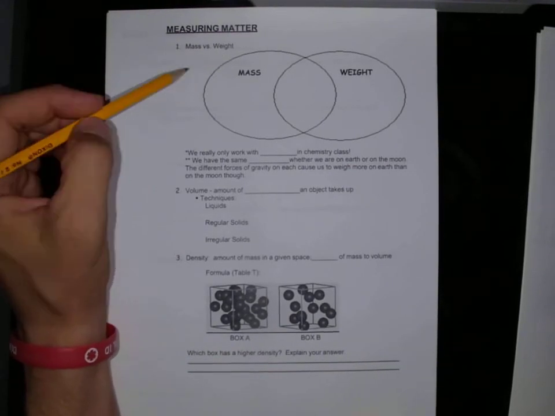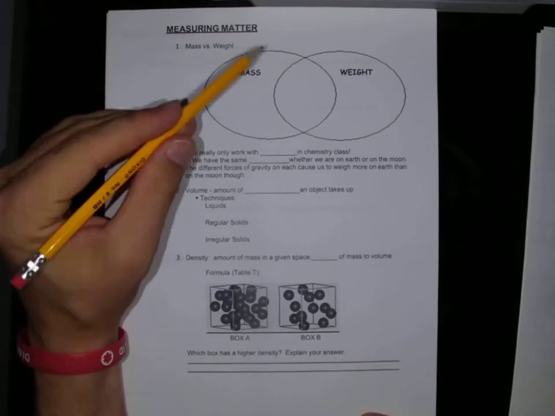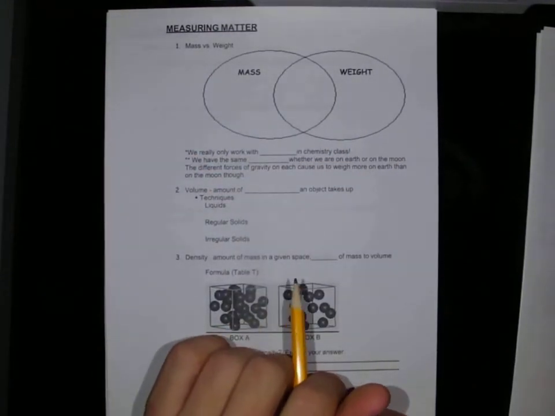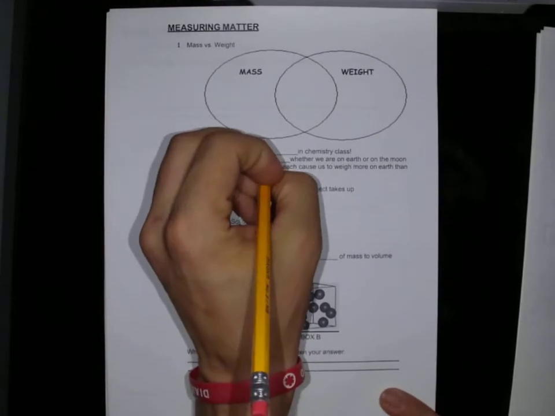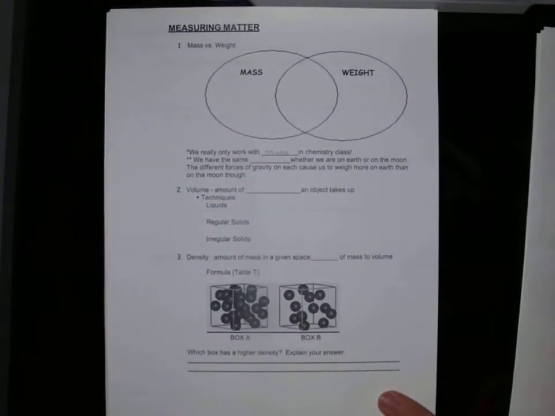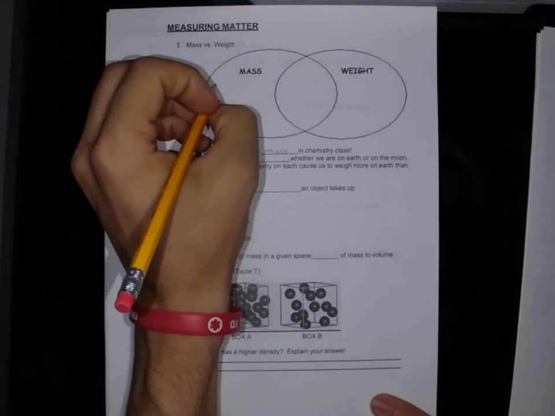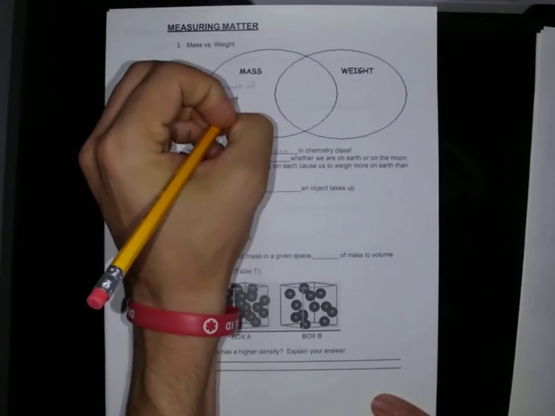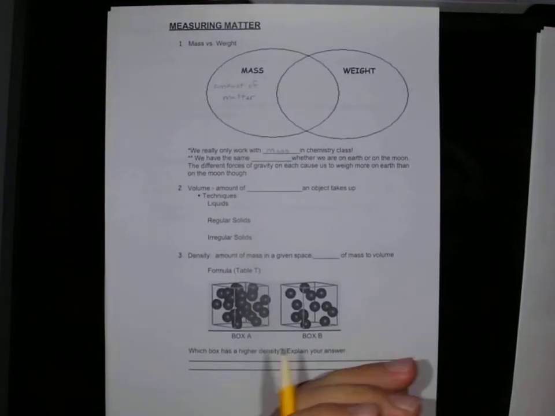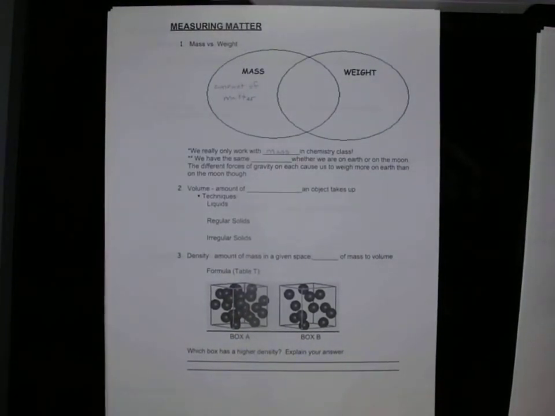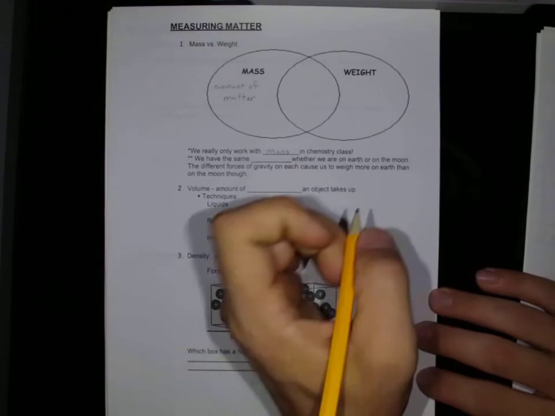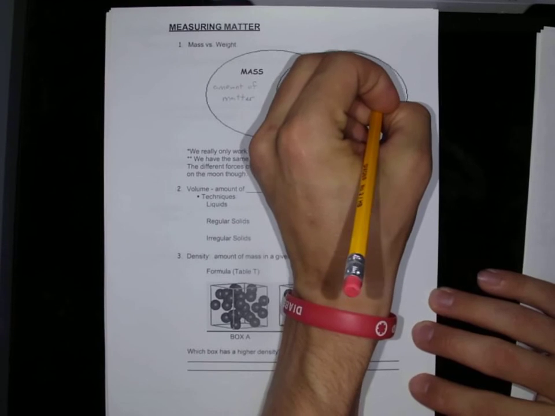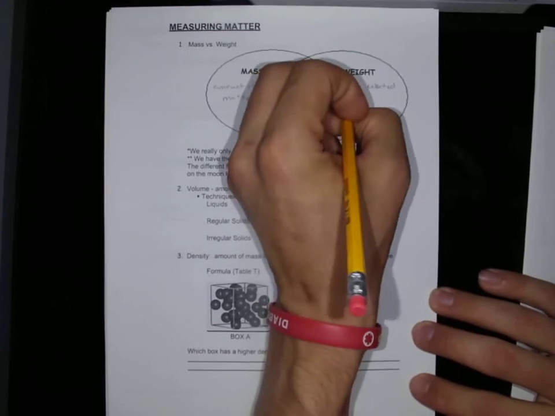To talk about ways that we can measure our matter, we're going to talk about mass versus weight, because mass and weight are not the same thing, okay? Really, we're only going to use mass in our chemistry class, okay? So a mass is really the amount of matter. Okay? And the difference between mass and weight is that weight has to do with gravity, okay? So weight is the force exerted on an object by gravity.